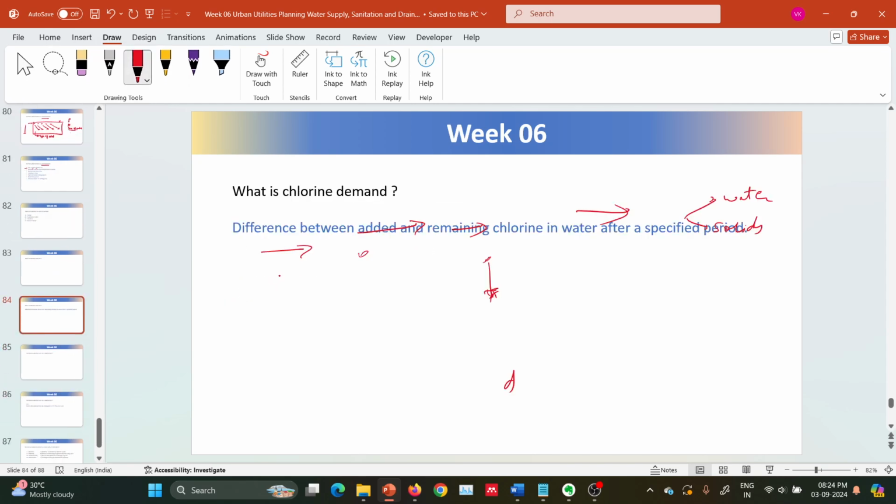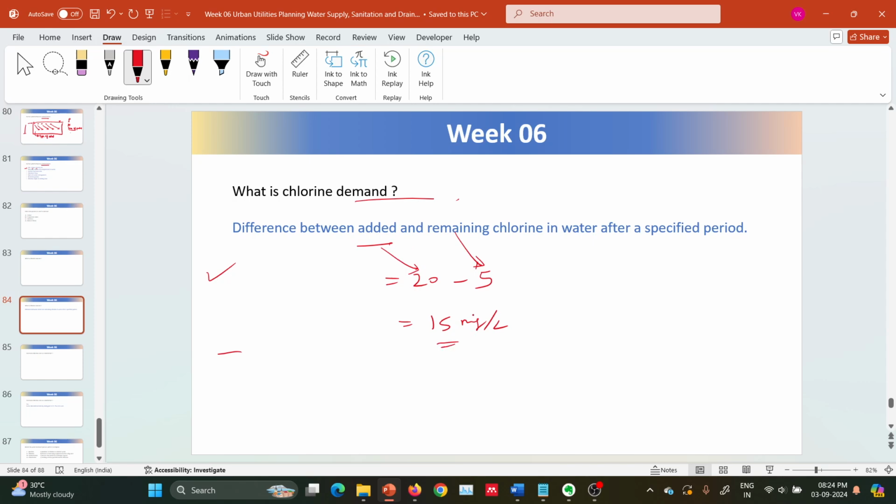What is chlorine demand that we already discussed? Chlorine 20 is applied and 5 is remaining, so 15 is the chlorine demand. This is added and this is remaining, so the rest is chlorine demand.